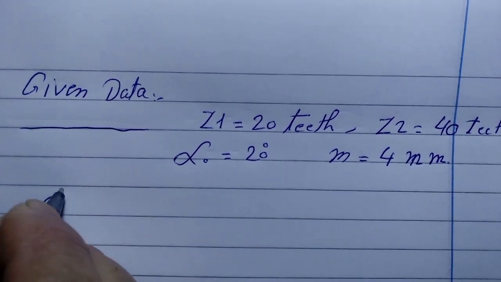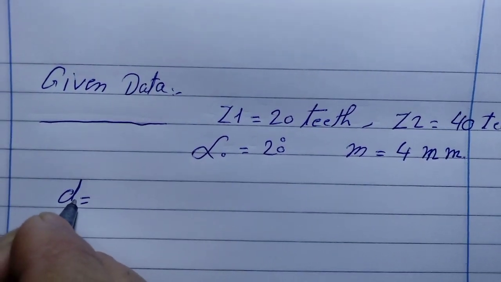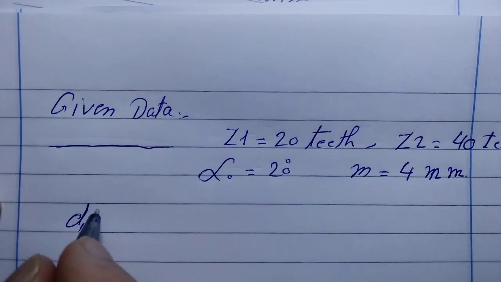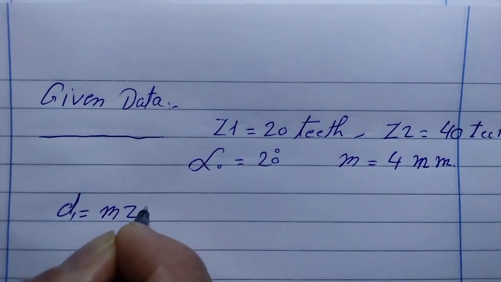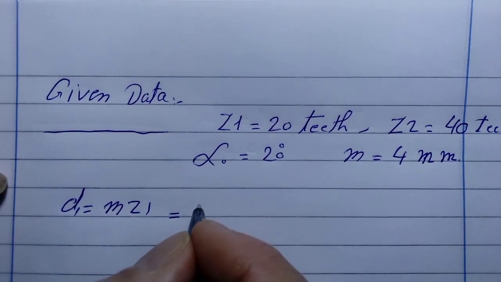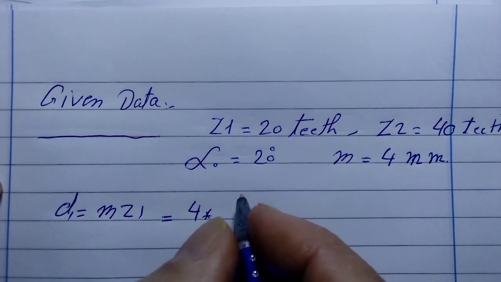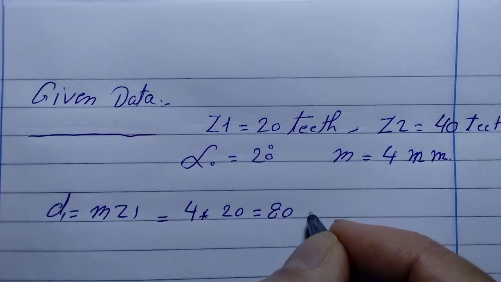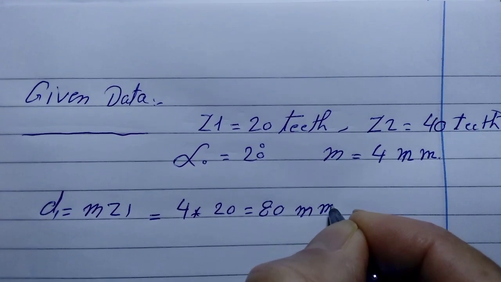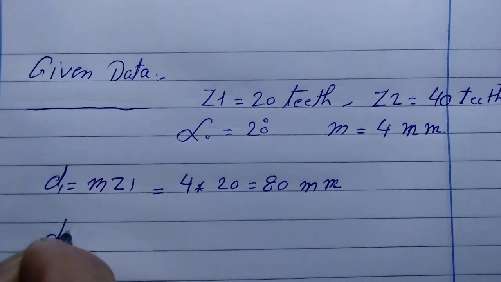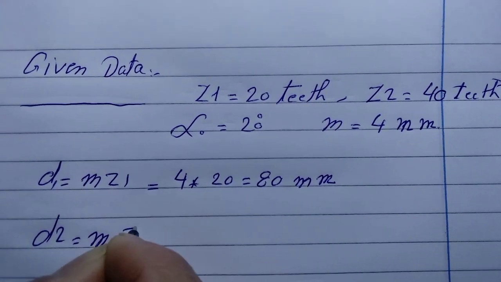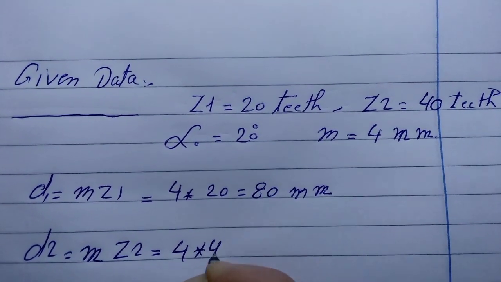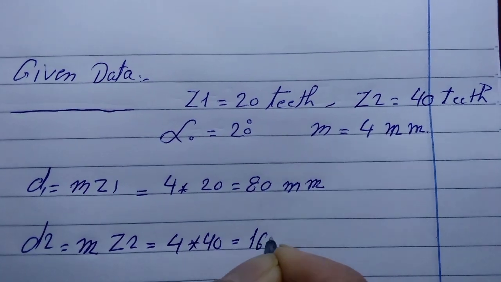We get D1, the pitch circle diameter of gear number 1, is equal to M Z1, which is 4 multiplied by 20, equal to 80 millimeter. Okay, D2 is equal to M Z2, which is 4 multiplied by 40, equal to 160 millimeter.